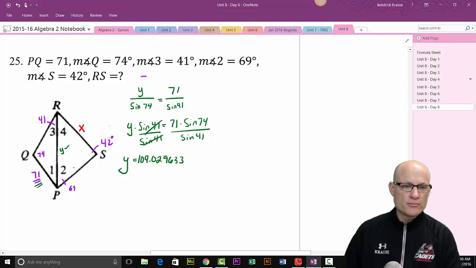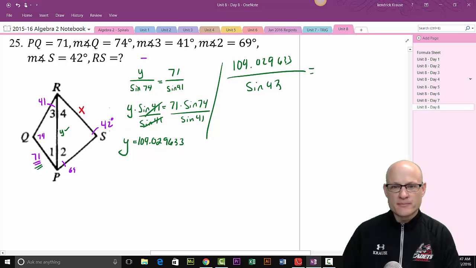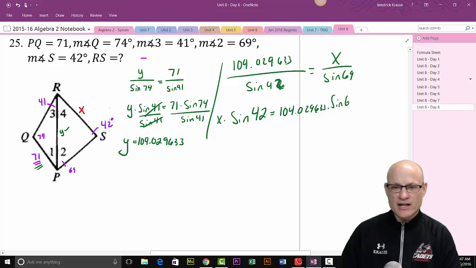Now I'm going to put that y over the sine of 42. So 104.029633 over the sine of 42 is equal to x over the sine of 69. So I get x times the sine of 42 is equal to this 104.029633 times the sine of 69. Divide by the sine of 42.